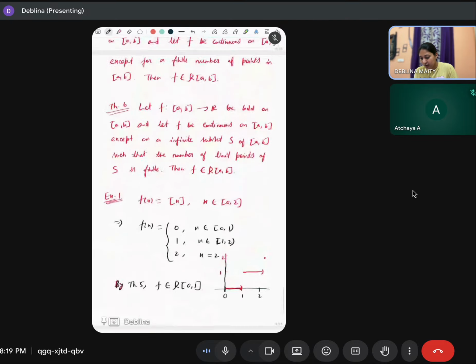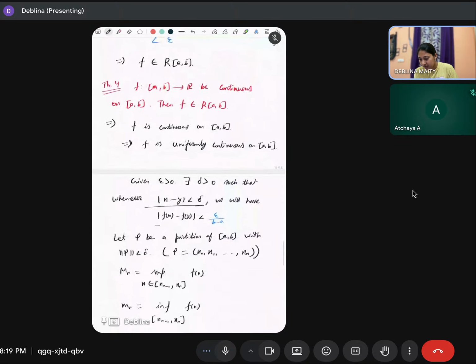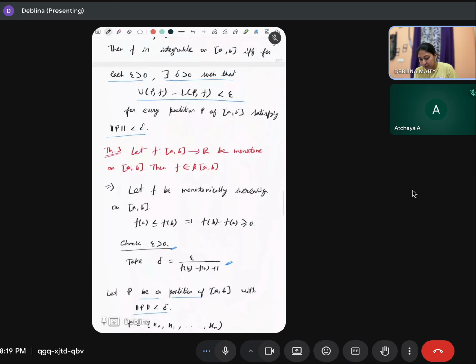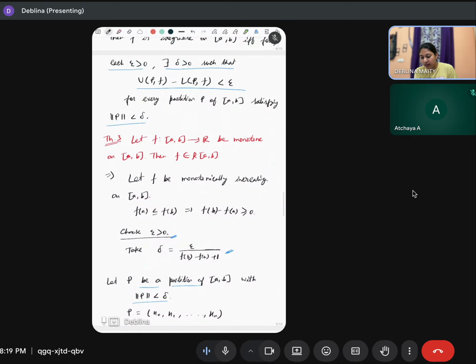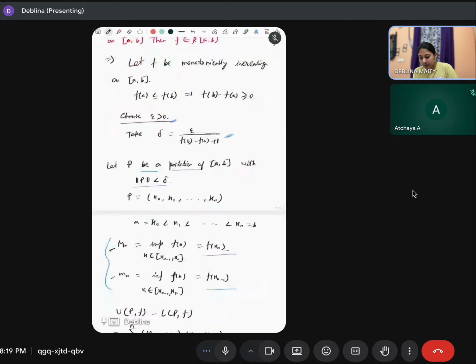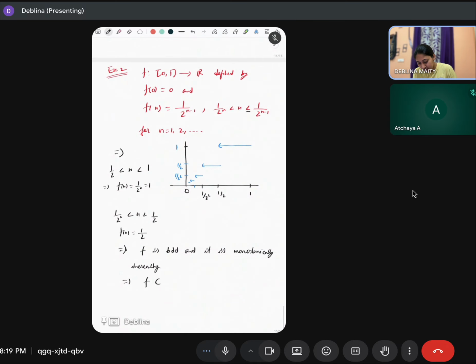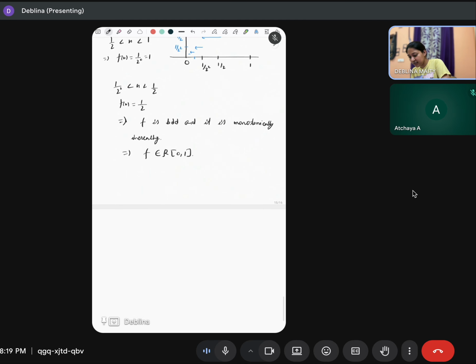So by this theorem 3, if f is a monotone function, it is Riemann integrable. So this function is Riemann integrable, right? Okay, let's see another example.